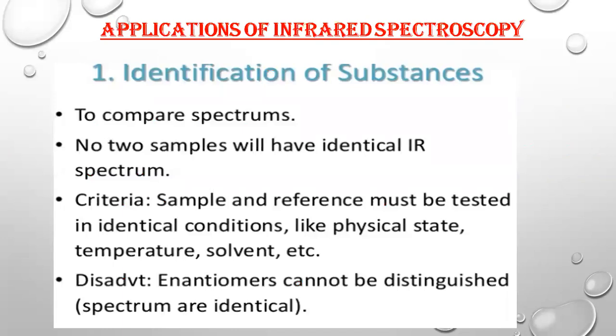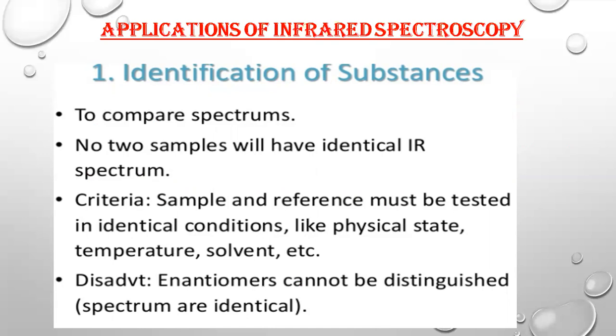Now we come to the applications of IR spectroscopy. First is the identification of the substance. IR spectroscopy only gives information about the functional groups present in the molecule. We cannot detect which compound is present in the sample, but we can detect the functional groups present in the molecule.